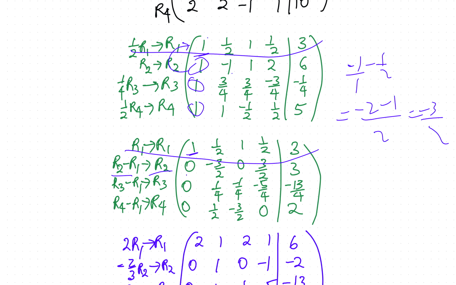Then 1 minus 1, 0. 2 minus half. That's 2 is like 4 over 2. So 4 over 2 minus 1 over 2, that's 3 over 2. Then 6 minus 3, easy, 3.